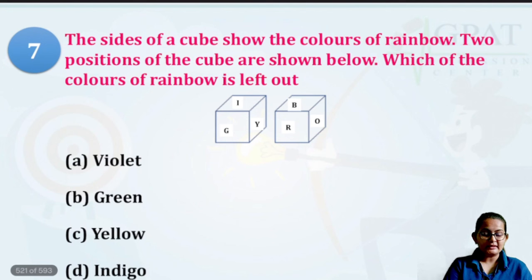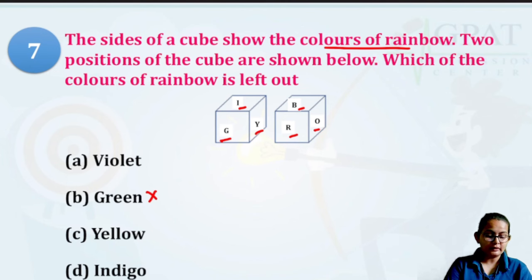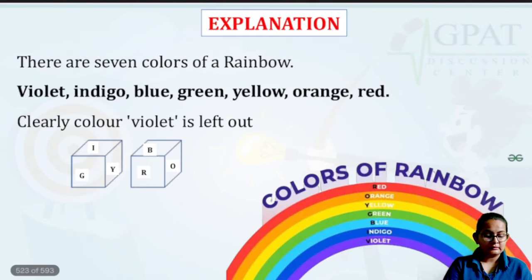Then question number 7. The sides of the cube show colors of the rainbow. You can see green, indigo, yellow, blue, red, orange. Which of the colors of the rainbow is left out? Green is already given, yellow is also given, indigo is also given. So violet is the one which is left out of this particular cube. Very simple question.